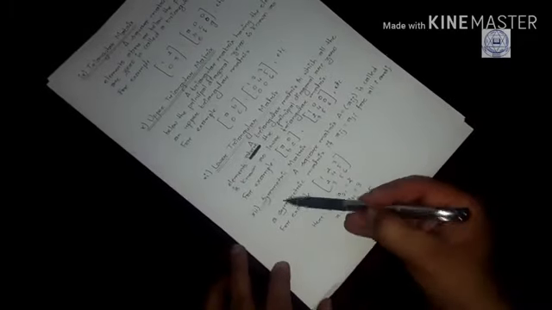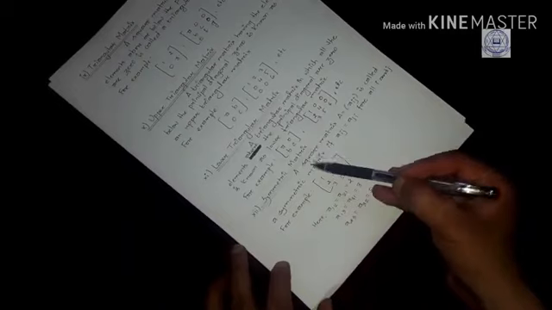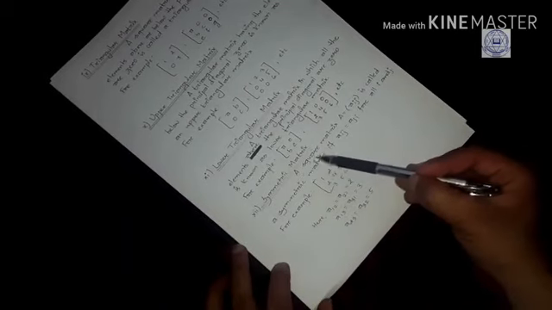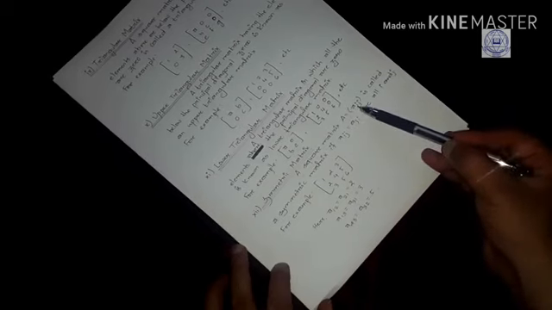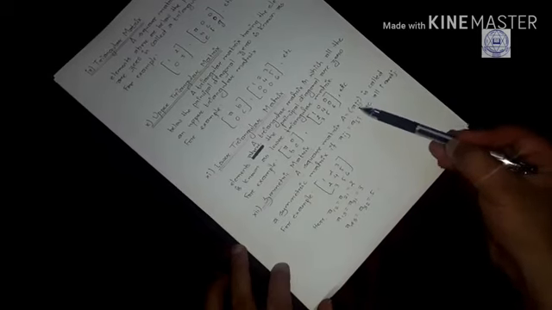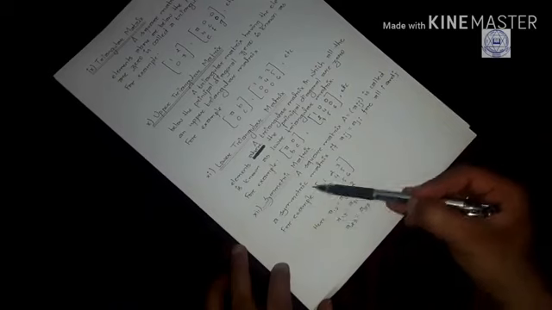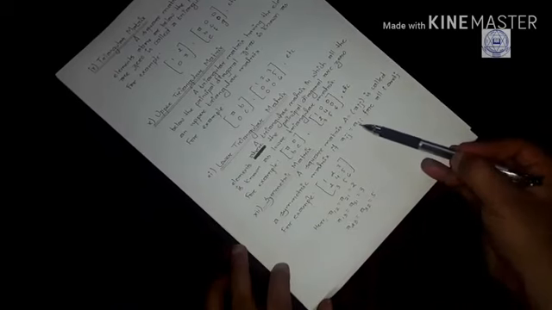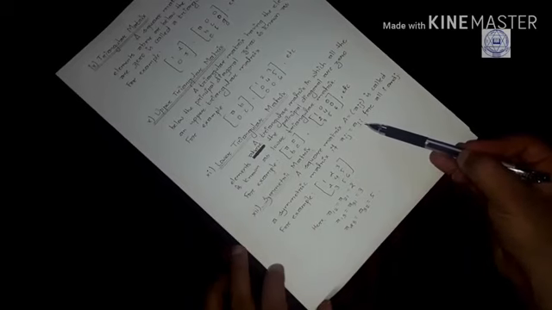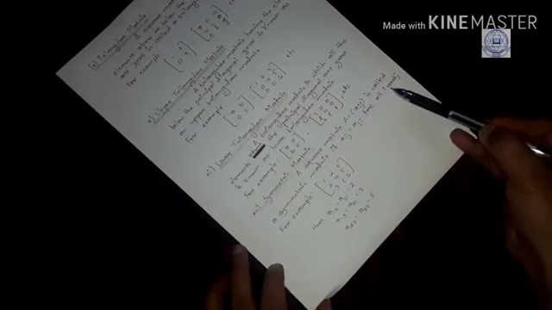Okay, so now the 12th one is the symmetric matrix. A square matrix A with elements a subscript ij, in general form, is called a symmetric matrix if a subscript ij is equal to a subscript ji for all i and j.